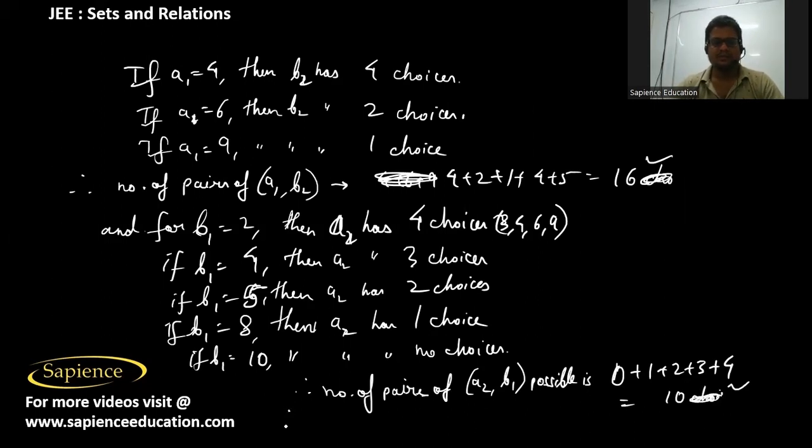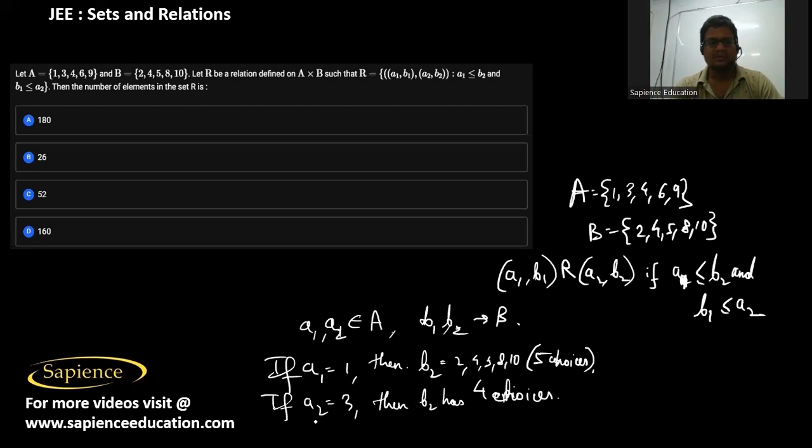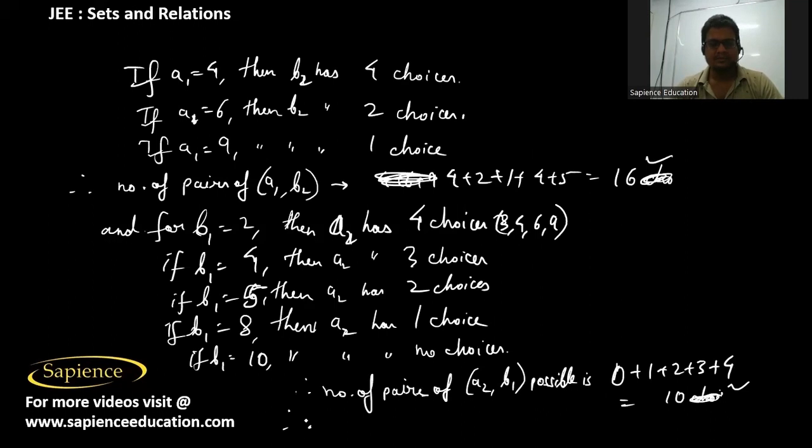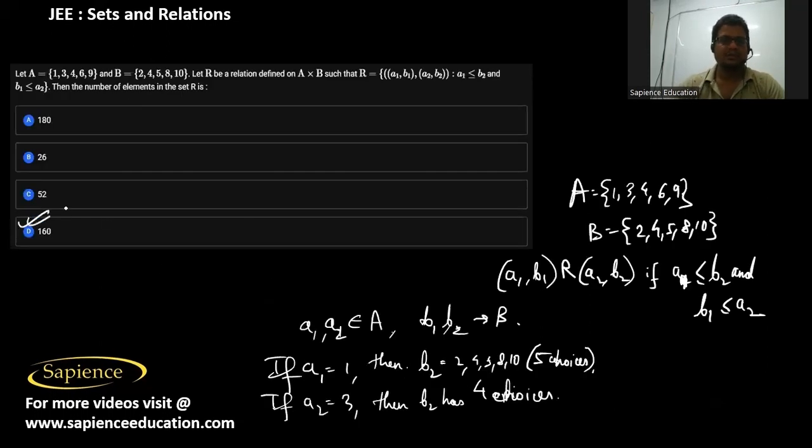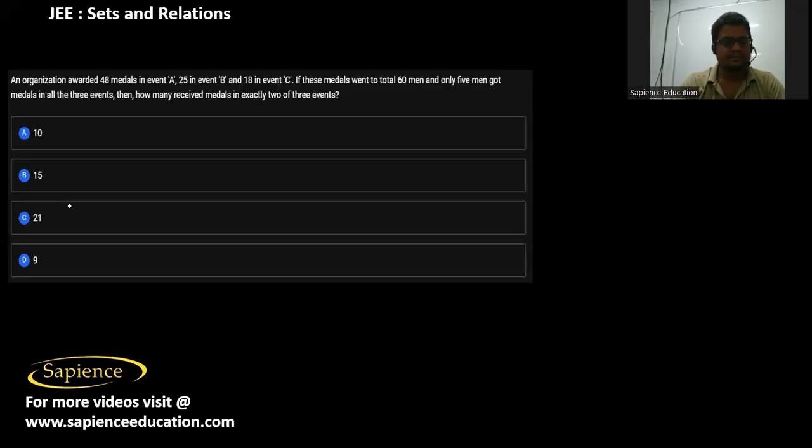Okay. So therefore the number of elements in the set R will be 10 into 16, that is equal to 160. So option D is the correct answer.